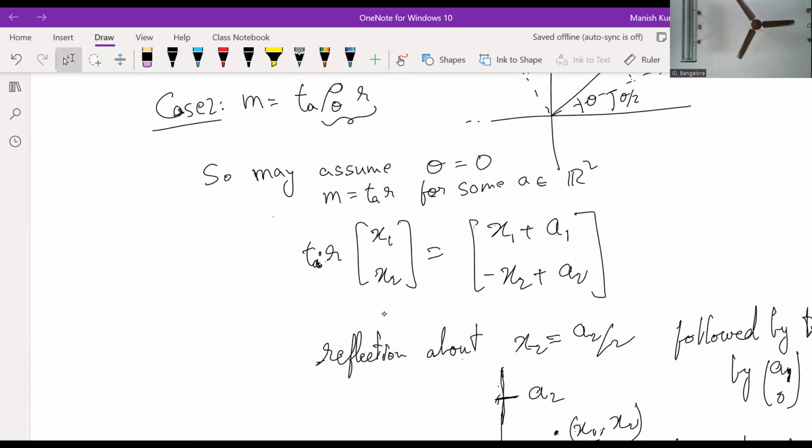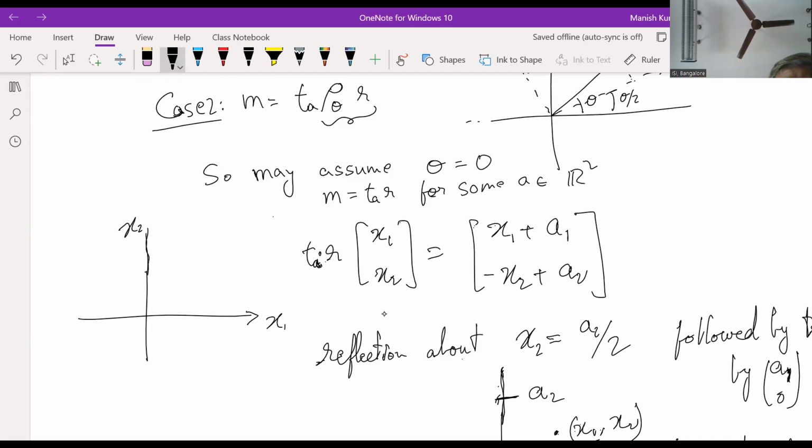So in fact, this is reflection about, this is not about the line x2 equals a2 over 2. When I was writing this, my pen wasn't writing properly. So it is reflection about the line x2 equals a2 over 2. Remember, now we are in this setup, with x2, and a is some vector here, (a1, a2).